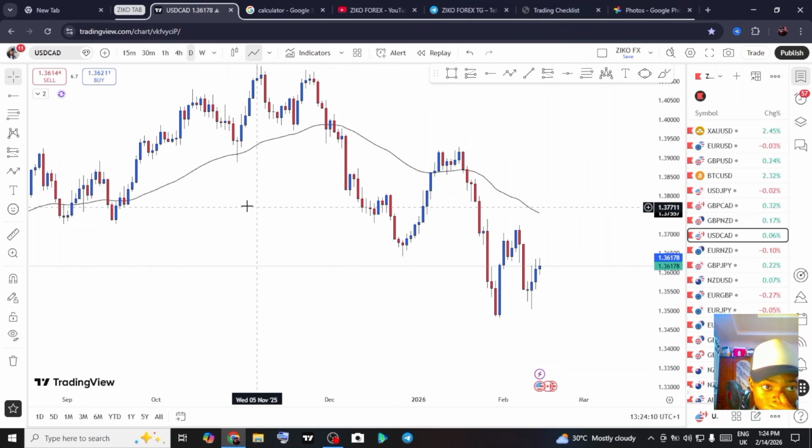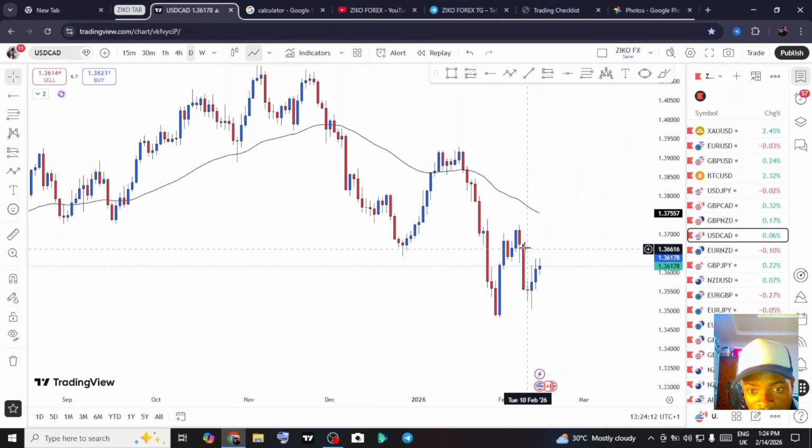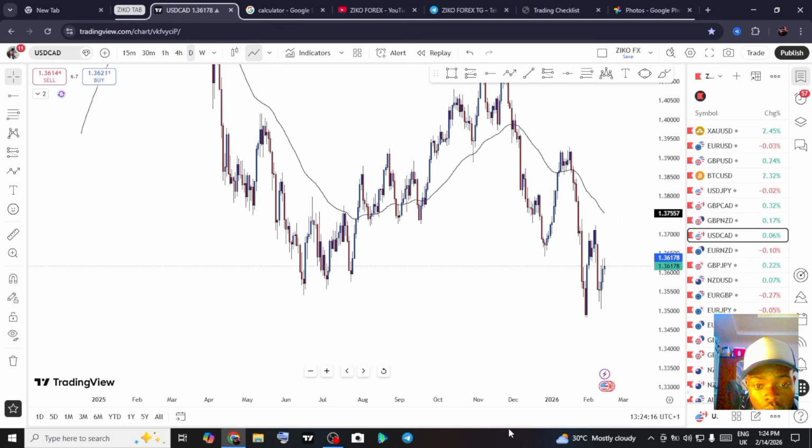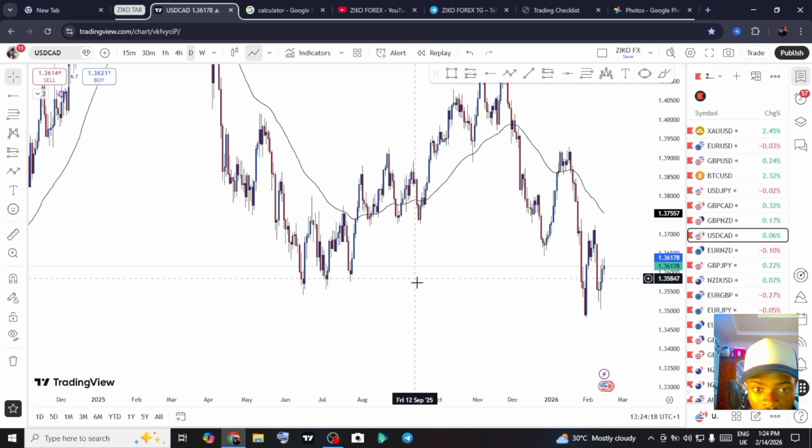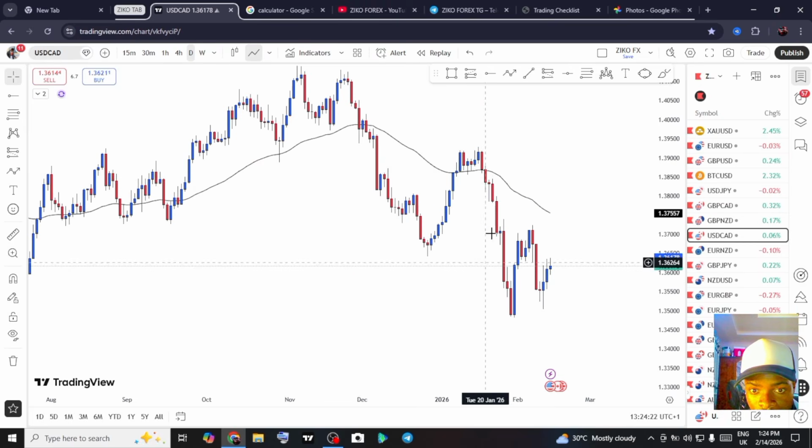Daily time frame on USD CAD, I was explaining why this market will sell. As you can see, it sold. But let us see what we have for this new week. Right, that week is over. So this time frame is bearish.